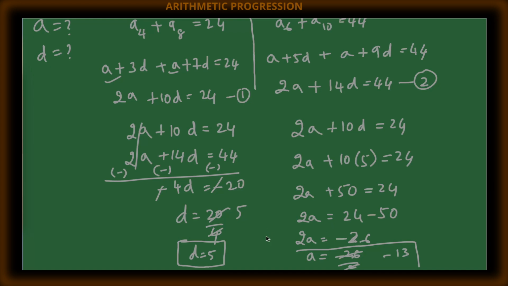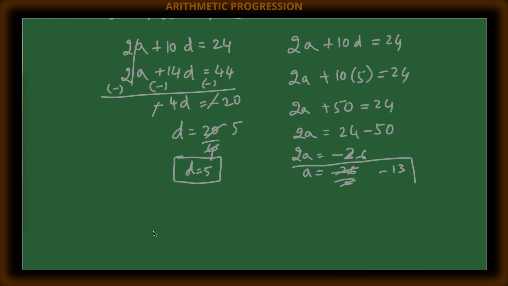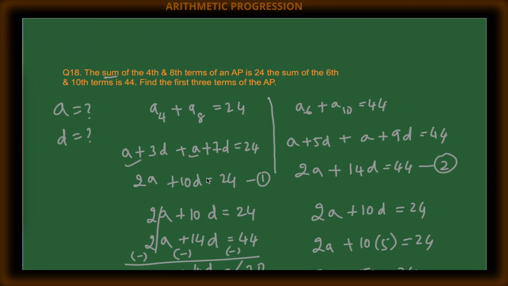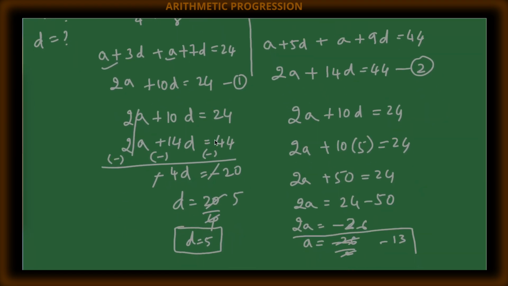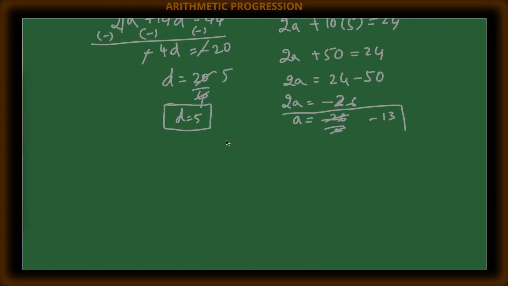Okay, so we have A, we have D. What exactly is the question here? We need to find the first three terms of an AP. Perfect. So we have A and D, we can find the first three terms. So we need to find A1, A2, A3. A1 is nothing but the first term which we have, which is minus 13.